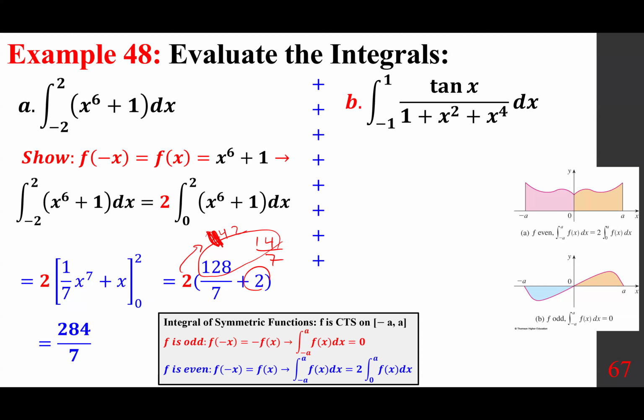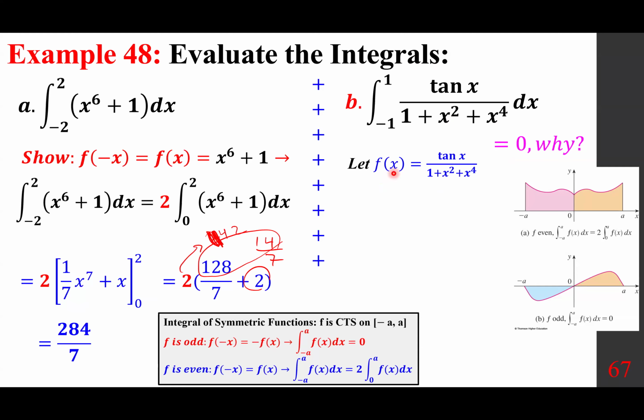The integral of negative 1 to 1 tan x over 1 plus x squared plus x to the power 4 dx. When you get to a very complicated integral and it goes from minus a to a, you're hoping it ends up being an odd function and it becomes 0. So this becomes 0. Why is that? You have to show that this function, f of x, is an odd function. We can't even integrate that, not with techniques of calculus.